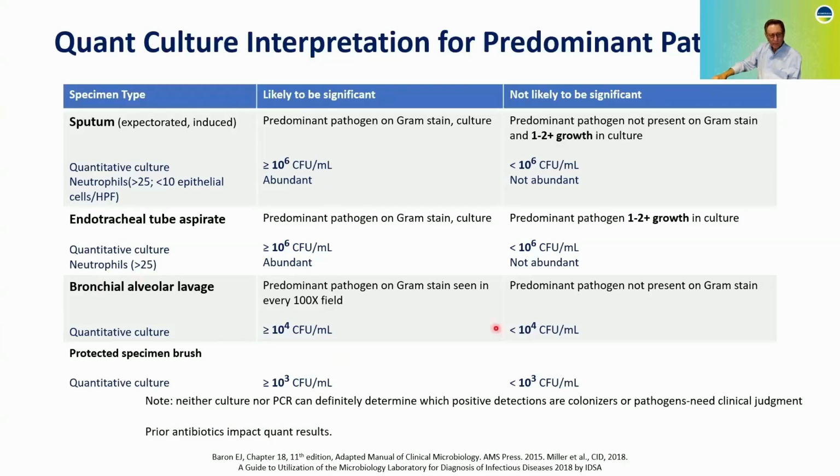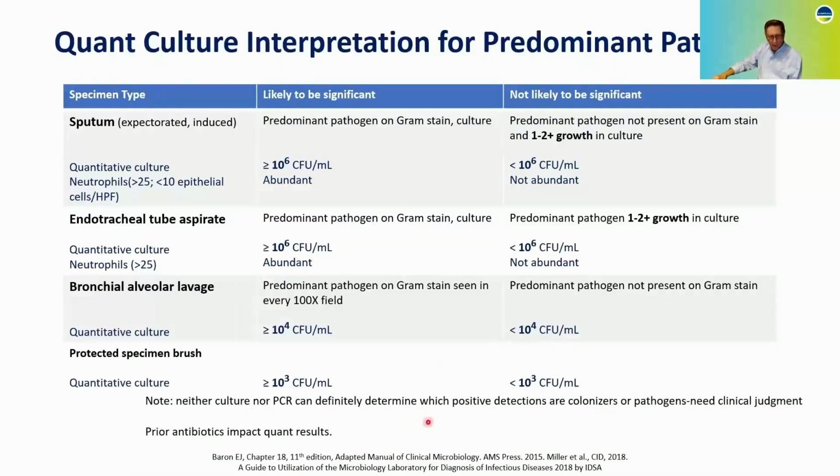And then the BAL. The BAL, again, gives us a little better quality specimen. It avoids some of the oropharyngeal contamination, although it has some. Most people use 10 to the 4th as their cutoff. Again, a predominant organism on gram stain. And again, if you don't have a predominant organism and you have low numbers, then that's unlikely to be a pathogen.